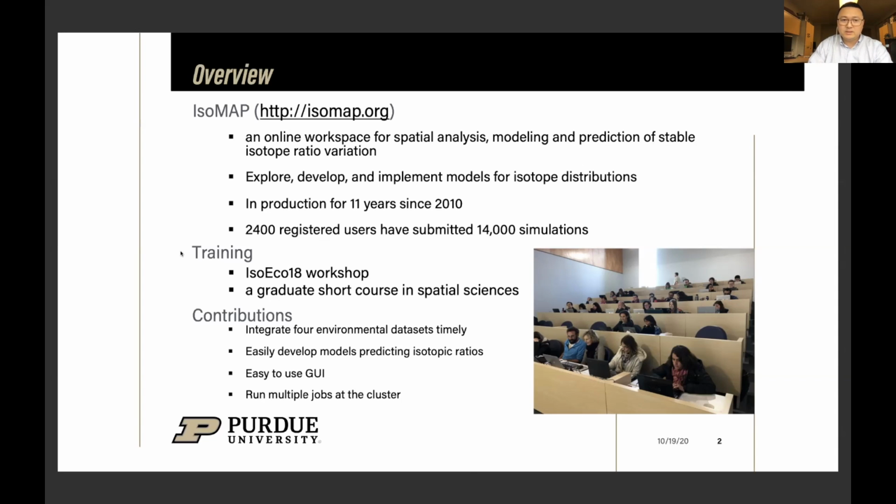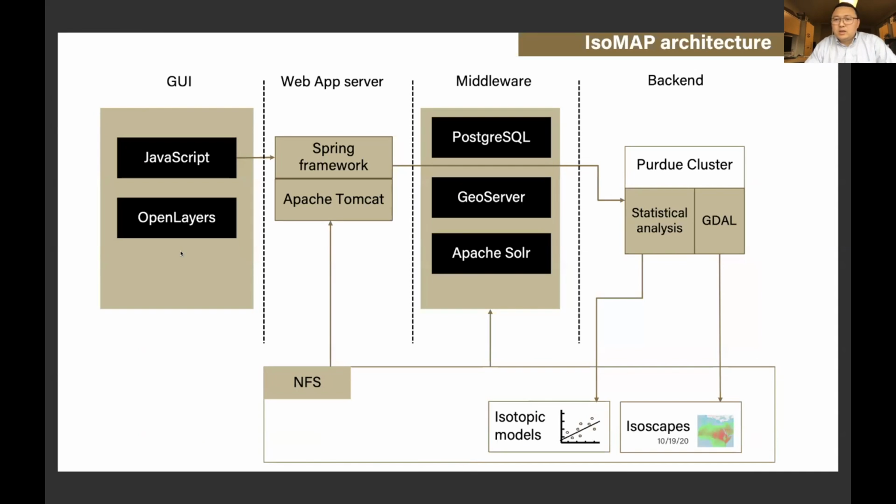So let's see the architecture. Isomap architecture is quite straightforward. Isomap web pages display the maps using OpenLayers and GeoServer. The users build a model, and the actual model runs on the backend Purdue cluster. We do the statistical analysis: the first one is linear regression, and the second one is geostatistics. Once we generate the isotopic models, we can apply that model to the area and space of interest.